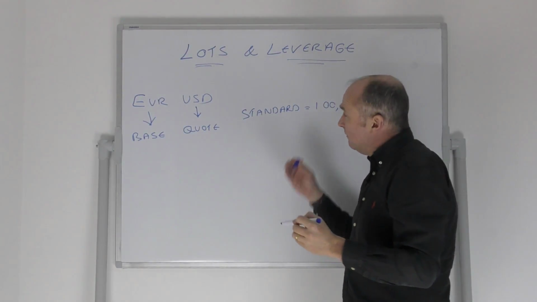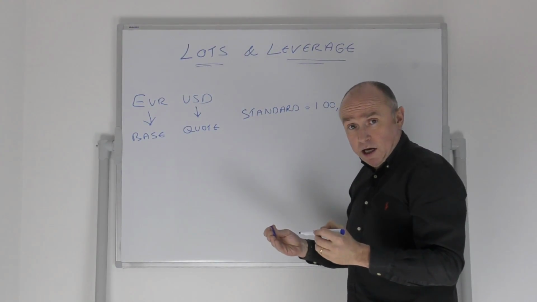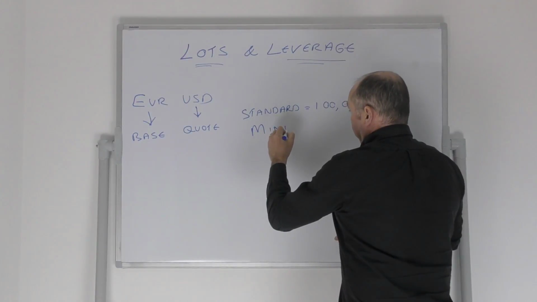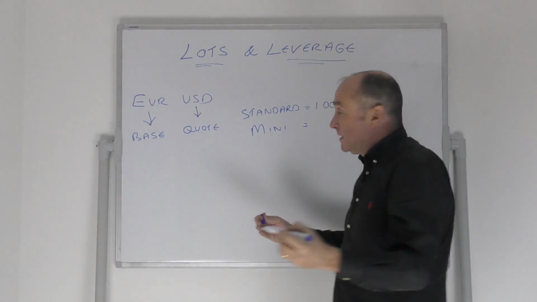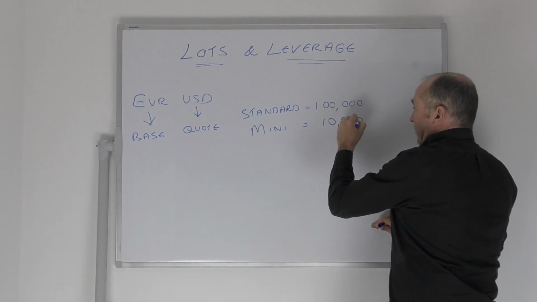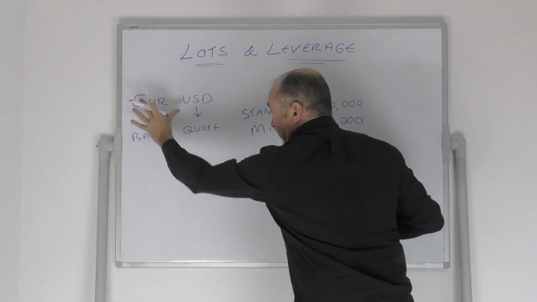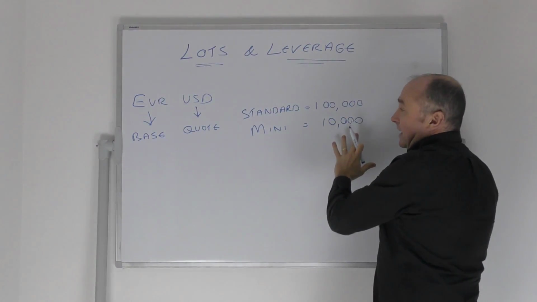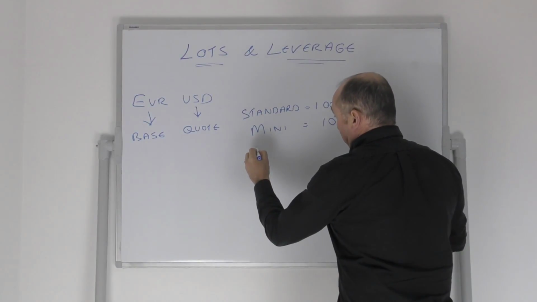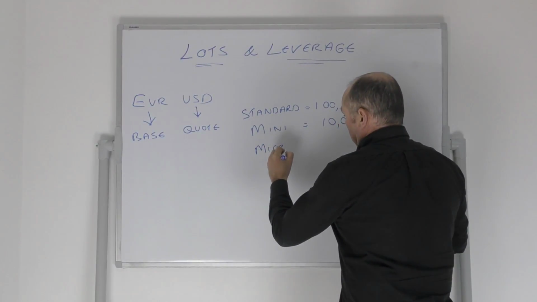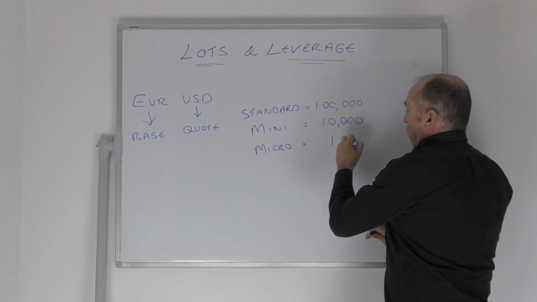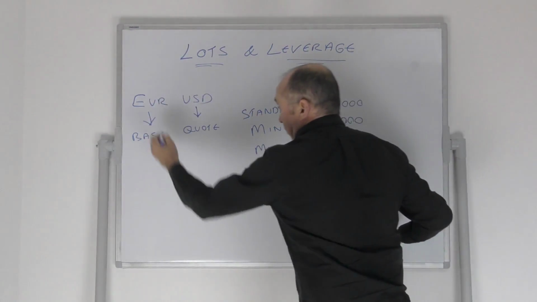Well, we don't have to trade full standard lots. We can trade smaller size should we wish. We can go down and trade a mini lot. Now, a mini lot is 10 times smaller. So a mini lot would represent 10,000 units of the base currency. In the case of the Euro USD, that would be 10,000 euros. We can go down even smaller. We can go down to a micro lot. 10 times smaller again, and a micro lot would represent 1,000 units of the base currency, i.e. the euro.